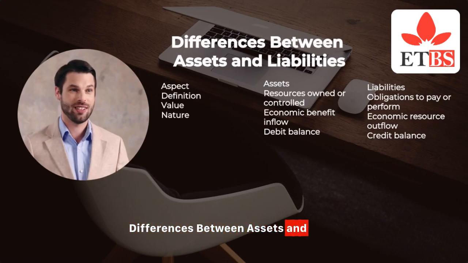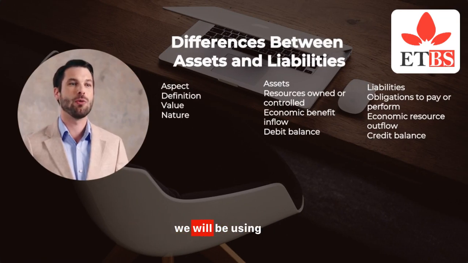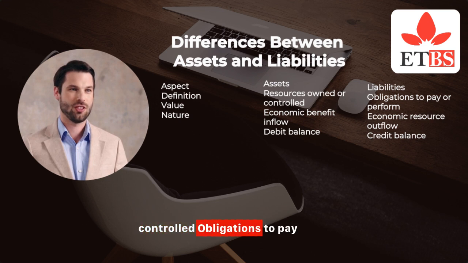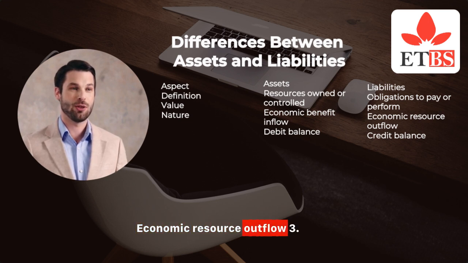Differences between assets and liabilities. In this course, we will be using aspect, assets, and liabilities in our table as shown. 1. Definition: resources owned or controlled, obligations to pay or perform. 2. Value: economic benefit inflow, economic resource outflow. 3. Nature: debit balance, credit balance. 4. Classification: current and non-current, current and non-current.